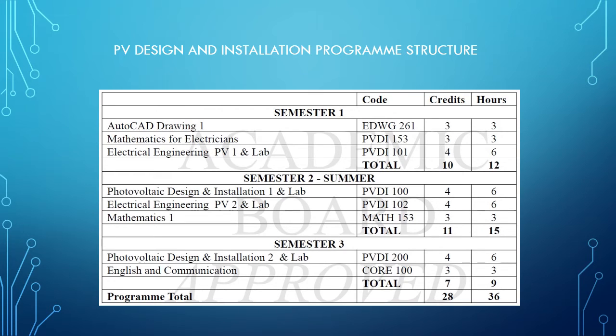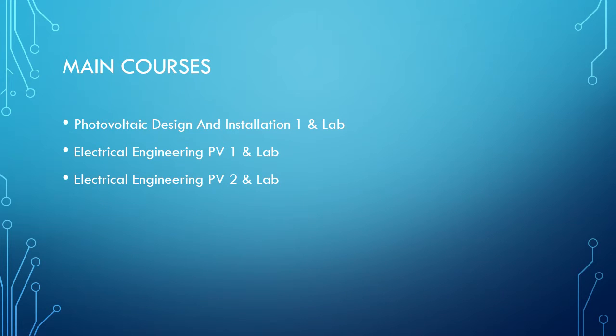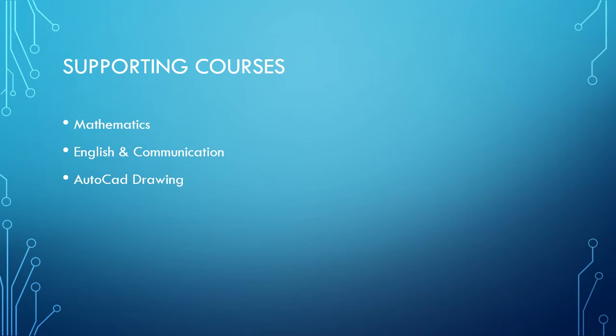All right. Now, the main courses, therefore, are the photovoltaic design and installation, electrical engineering for PV1 and electrical engineering for PV2. Now, the supporting courses are mathematics, English and communication, and AutoCAD drawing.